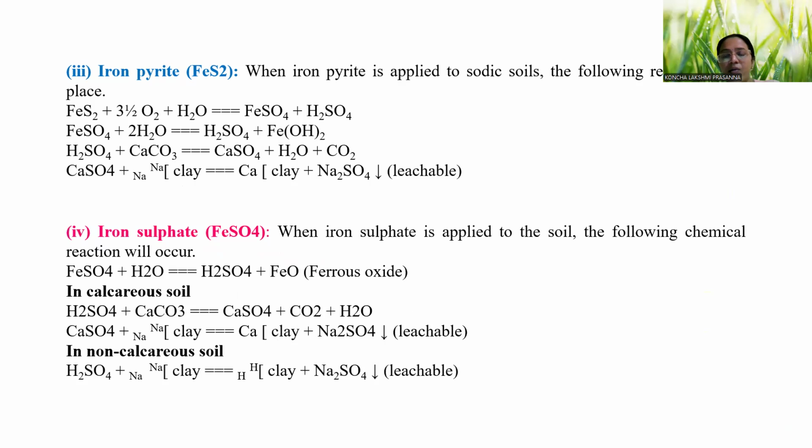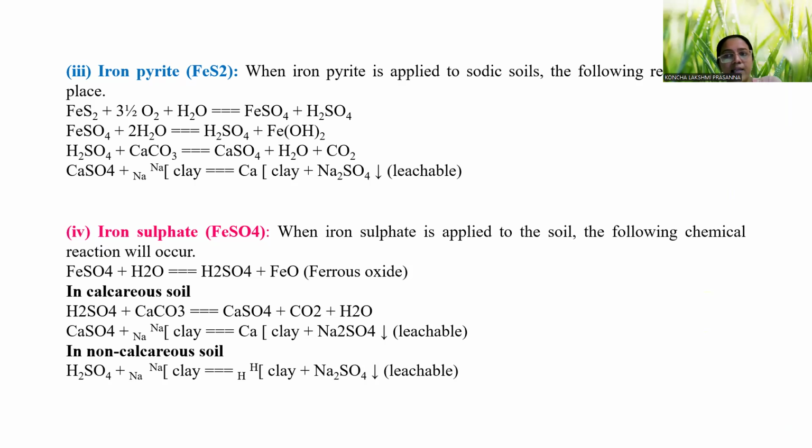Next is the iron sulfate. When iron sulfate is added to the sodic soil as a reclamation measure, this ferrous sulfate undergoes oxidation and forms the sulfuric acid and ferrous oxide. In the presence of the calcareous soil, the sulfuric acid, in the presence of the calcium carbonate, that is the soil containing calcium carbonate, reacts and forms the calcium sulfate, carbon dioxide, and water. Calcium sulfate reacts with the sodic soil and forms the sodium sulfate, which is leached down.